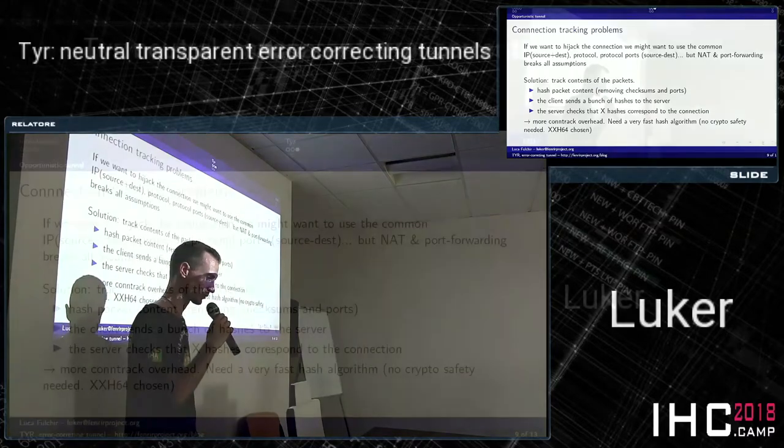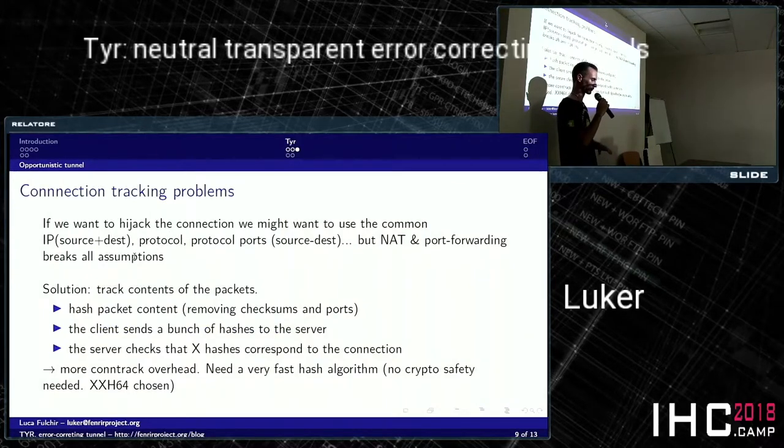The problem is that we cannot rely on any kind of information for the IP source and destination and ports that we find in the protocol. This is because NATs change them. We don't know if we are behind the NAT. We don't know how many NATs are between the two endpoints, because we can have our router, then we could have a carrier grade NAT. We could have a NAT before the actual server.